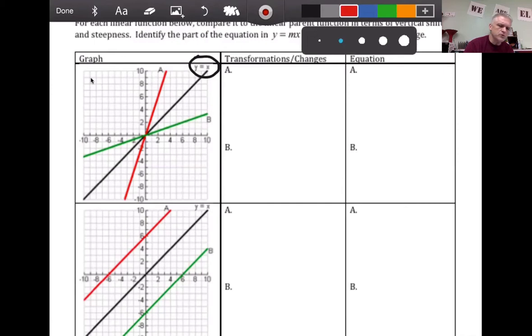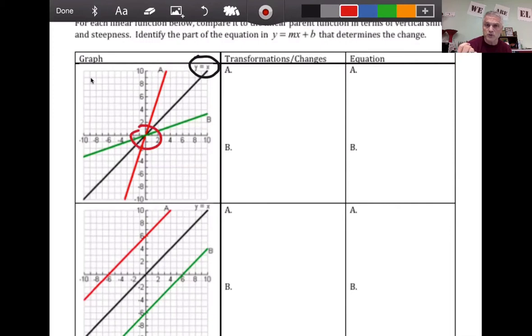Do they have the same or different y-intercepts? Well, they both pass through the origin. So they have the same y-intercept, which means that the b is still 0. So there are no changes as far as where the line crosses the y-axis. B is still 0. However, the red line, you can see, definitely is steeper than the black line. So A, capital A, which is line A, is steeper.